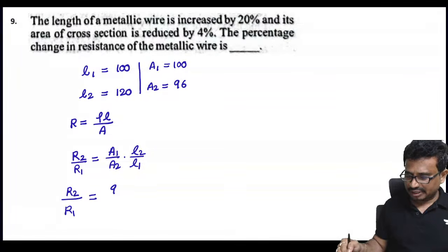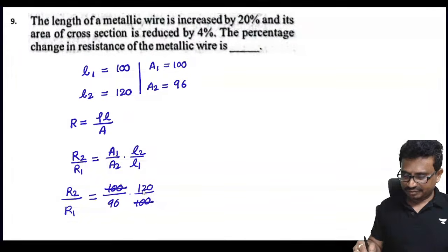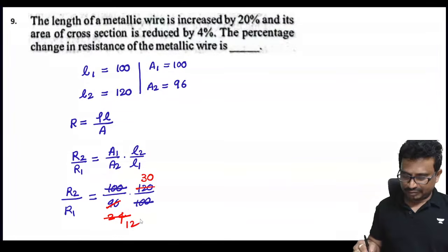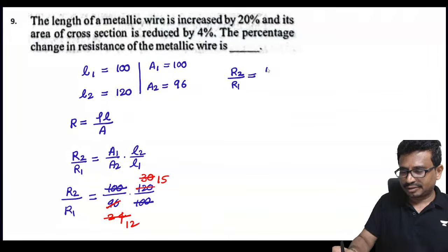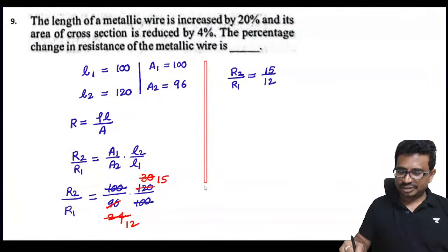A1 means 100. A2 means 96. L2 value 120 by L1 value 100. So we'll get cancelled. And this is 4. 4 times 30 is 120. 4 twos are 4s. Again 2. 2 times 12, 2 times 5s. So we got R2 by R1, which is equal to 15 by 12.